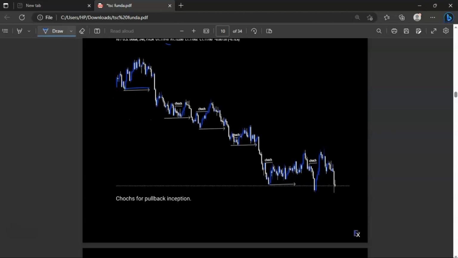Yeah, you get a break, and after a break, you expect a pullback. That's just how it is. This is a break of structure. A break of structure is a swing break. So you get a break of structure. Then after a BOS, you expect a pullback.